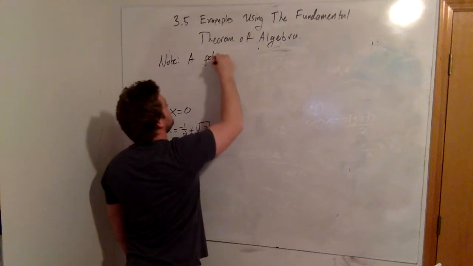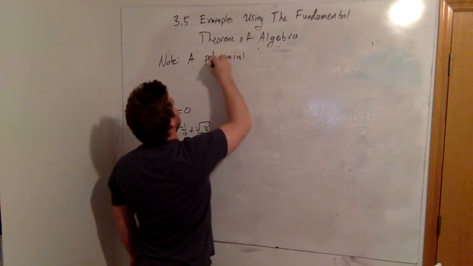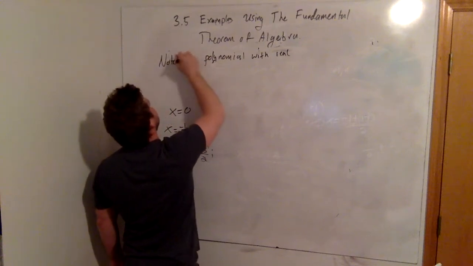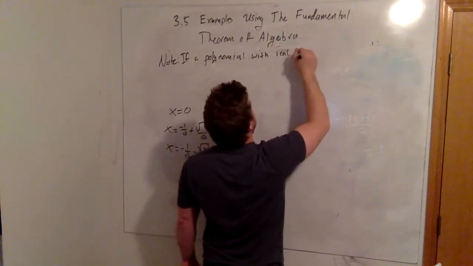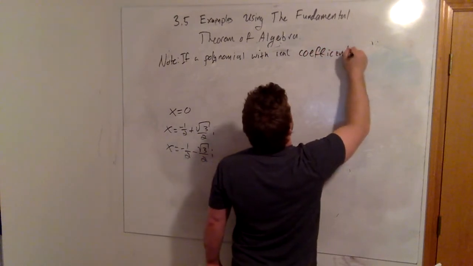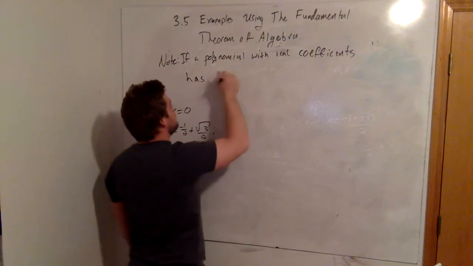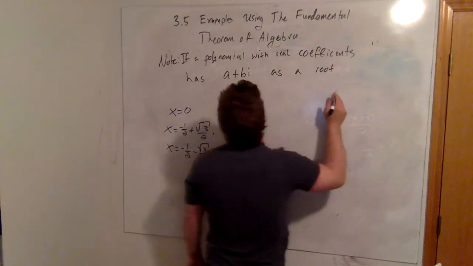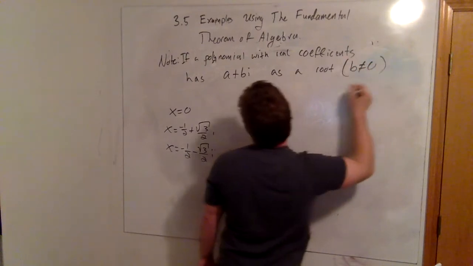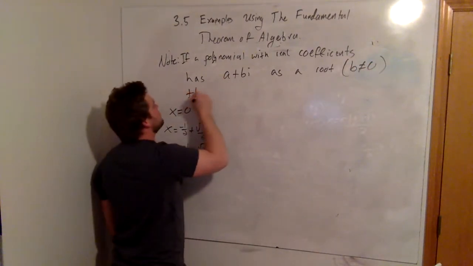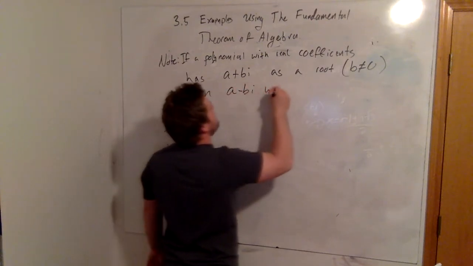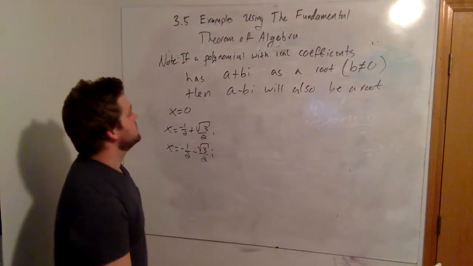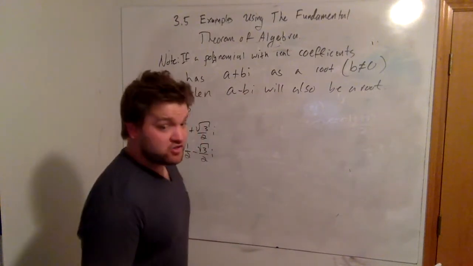a polynomial with real coefficients, or we're going to say if a polynomial with real coefficients has a plus bi as a root, where b is non-zero, then a minus bi will also be a root. So if I have one complex number as a root, its conjugate will tag along for the ride.